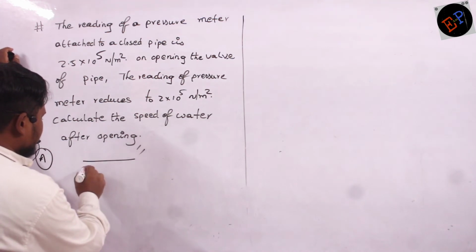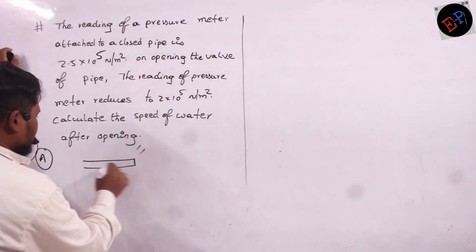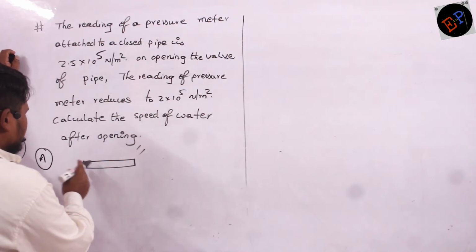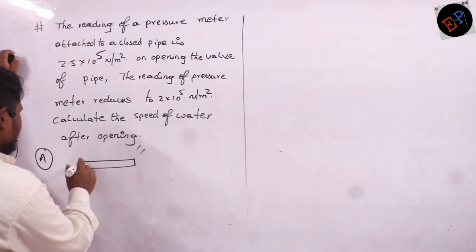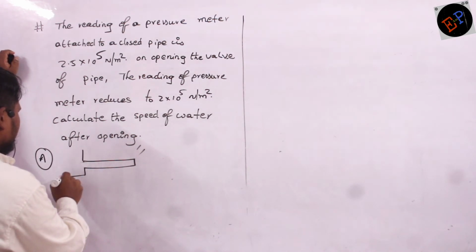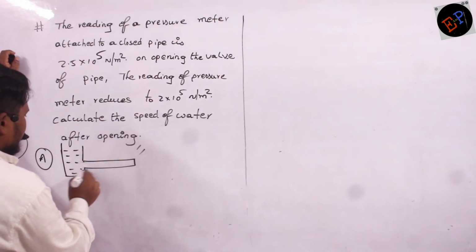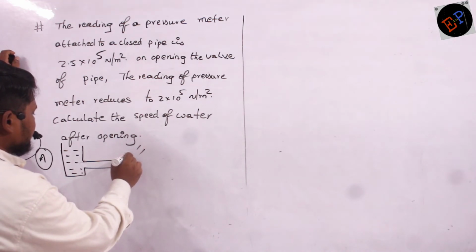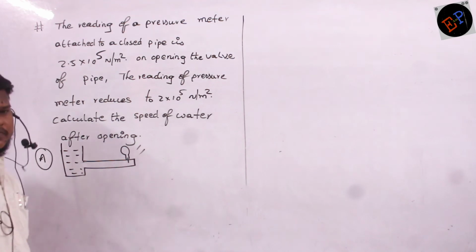Consider this is a pipe. Previously it was closed. It was a closed pipe. Here is some tank, and water is present in it. This side is closed initially, and here there is a pressure meter which measures the pressure of this water.